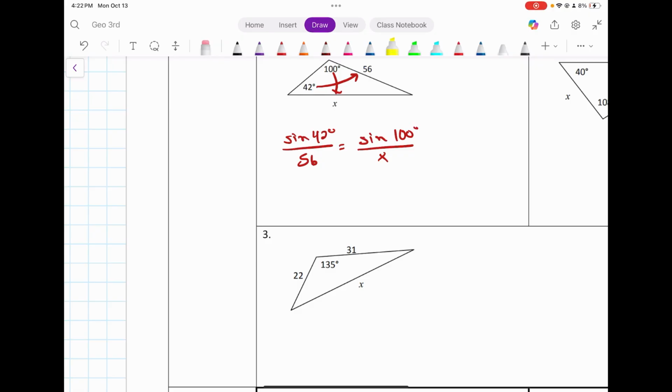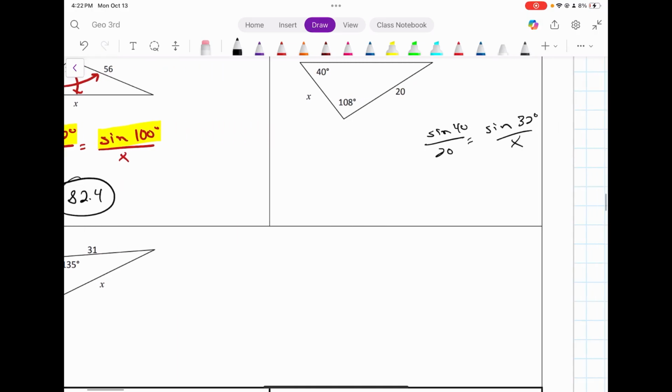And the way we solve proportions is by taking 56, multiplying it by the angle that's across from it, which is the sine of 100. And then we take that answer and we'll divide it by the sine of 42. You can type that all in at once if you'd like to. And for this missing side, we get a value of 82.4.